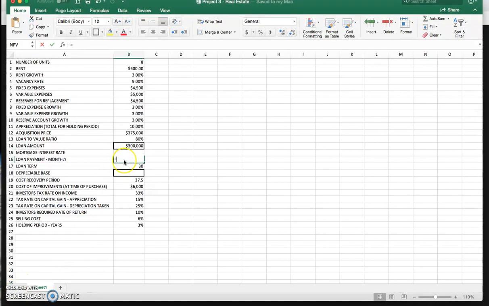Monthly loan payment, you're going to do the PMT function, and then you're going to take the mortgage rate, which is going to be B15 divided by 12, comma, and then you're going to take the loan term, multiply that by 12, and then your loan amount of $300,000.